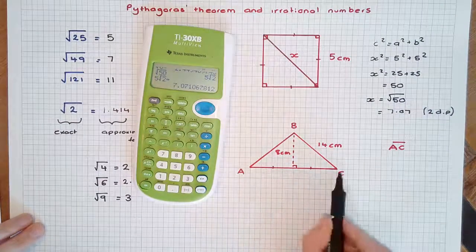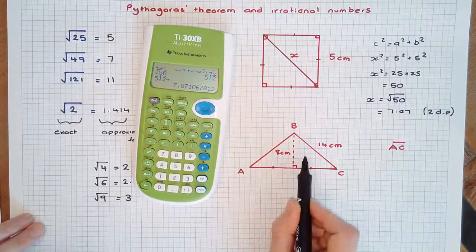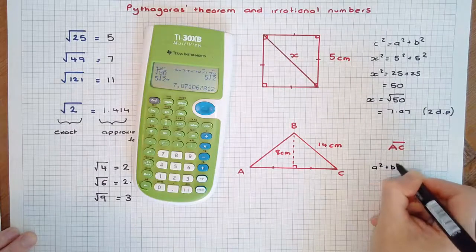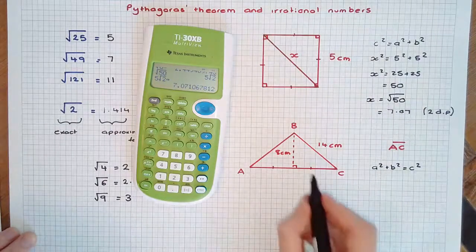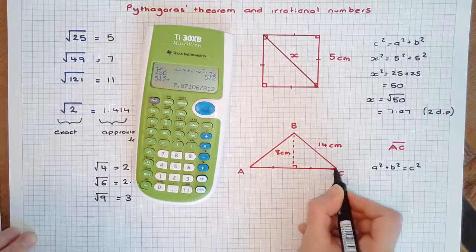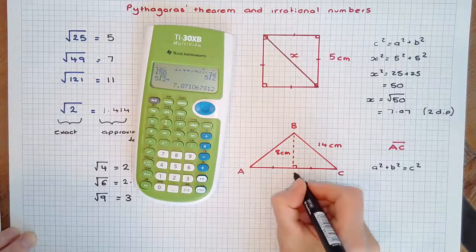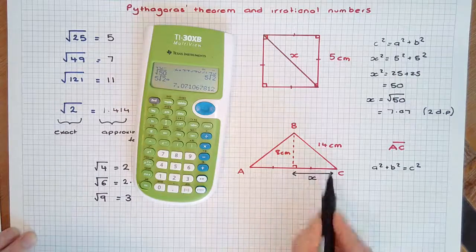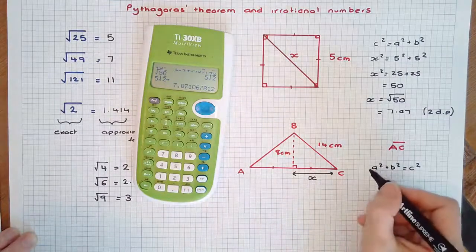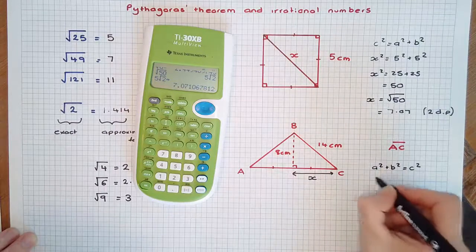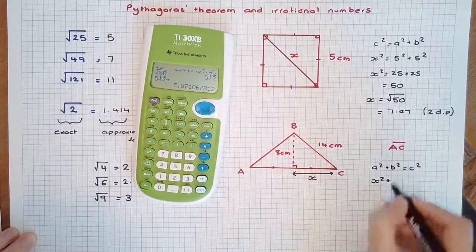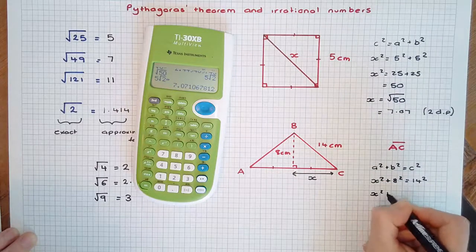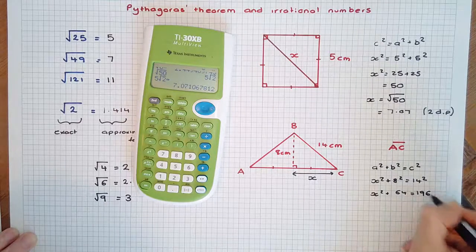Here I want to find the length AC. Again, I have two right-angled triangles. Stating Pythagoras' theorem, a squared plus b squared equals c squared, I'm going to let the unknown side here, being halfway of AC, be x. I'll find x and I'll double the value for the full length of AC. Substituting in x squared, plus the other shorter side, 8 squared, and the hypotenuse, 14 squared. x squared plus 64 equals 196.